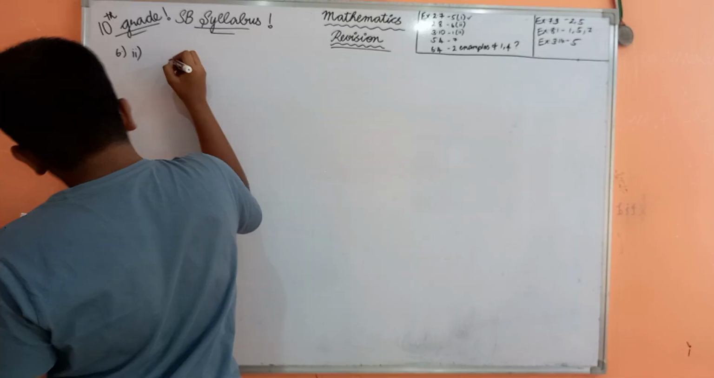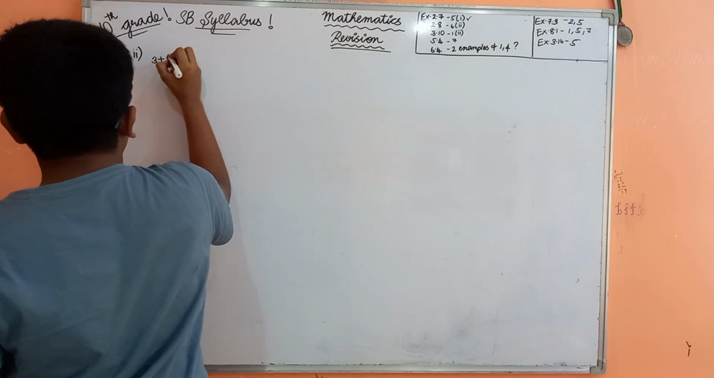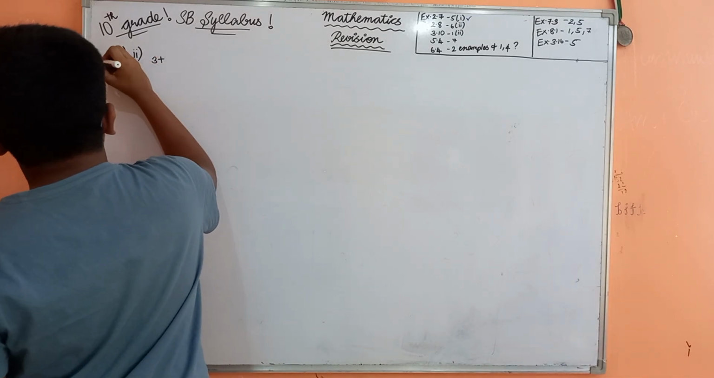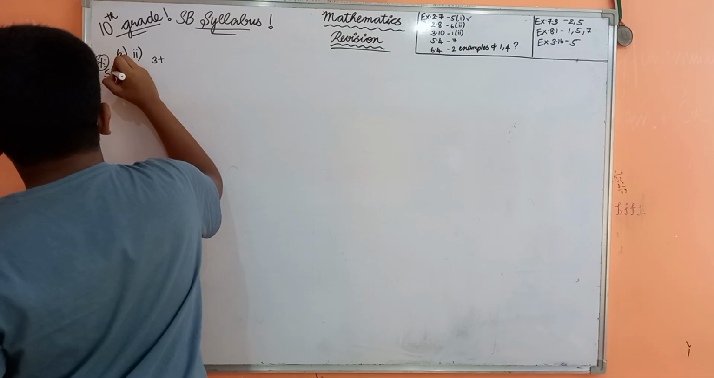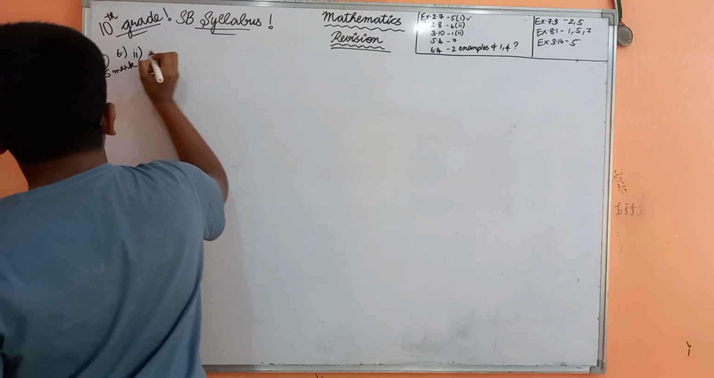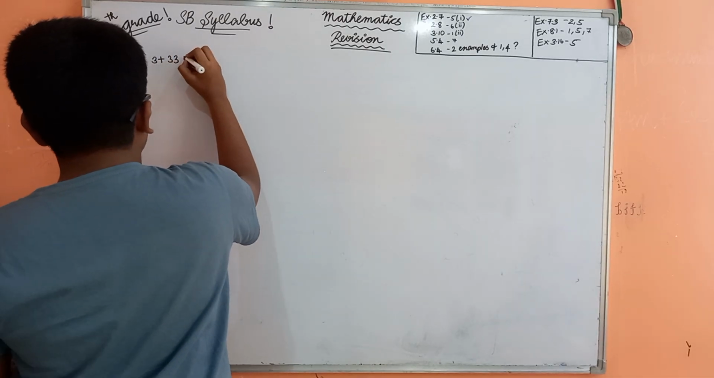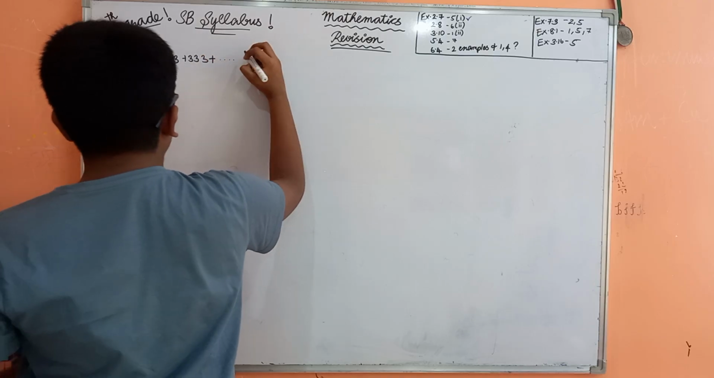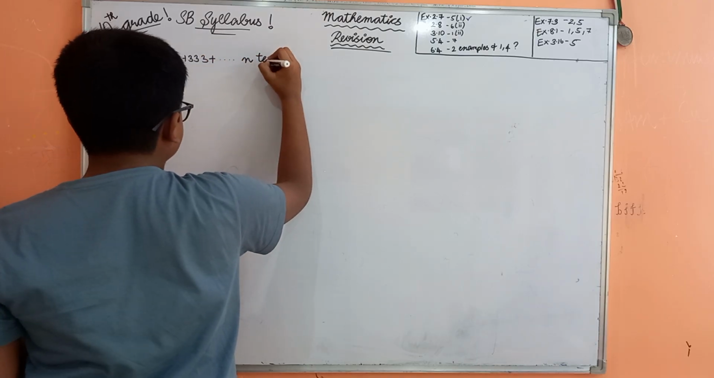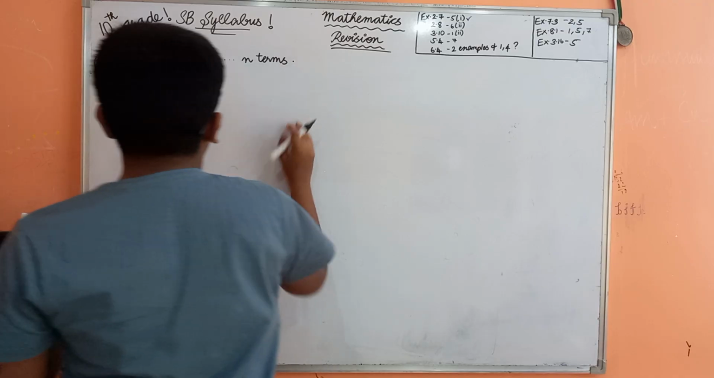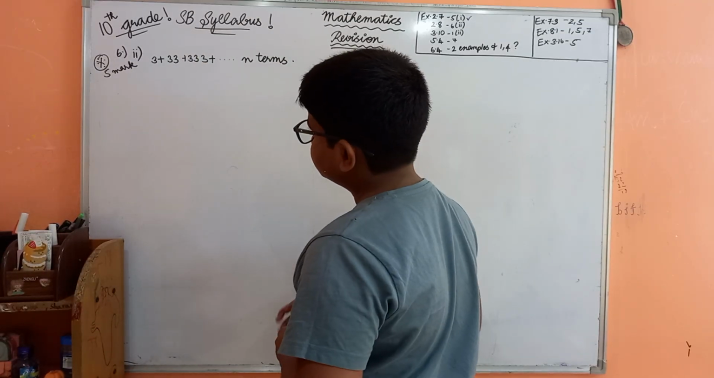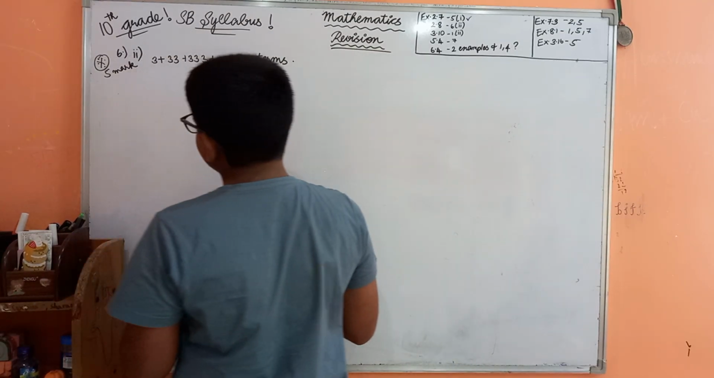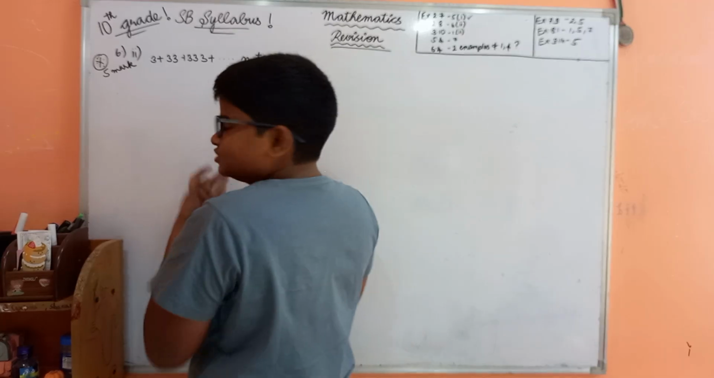3 plus 3 plus 3 divisions. So this is an important 5 mark. 3 plus 33 plus 333 plus dot dot to n terms. So I have to simplify this in a common term. What is the common thing in here? 3, 3, 3. So of course 3 is common.